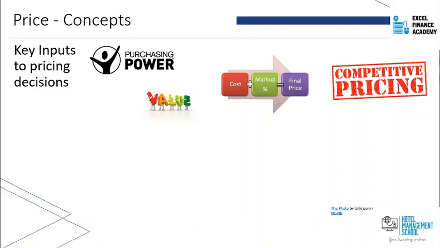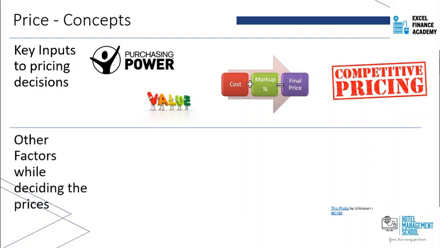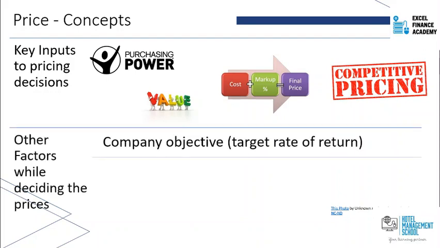And even if you want to sell it to me for $6, you prove to me why it's worth $6, I will buy it for 6. It depends on my decision. What is my need? That's why I said, what is my value? What is my buying power to buy this product? That goes into the pricing decisions. And then other factors are, what is the company's objective?